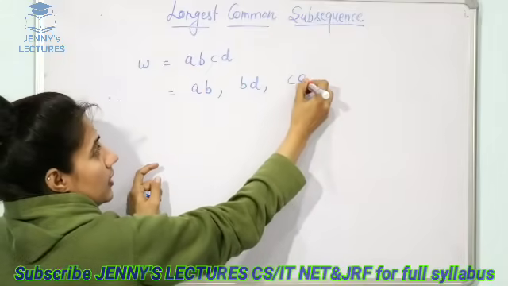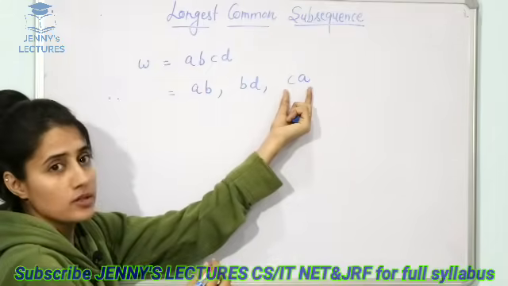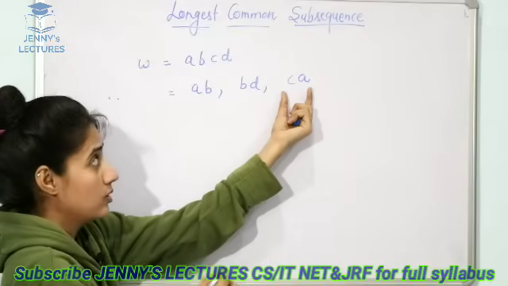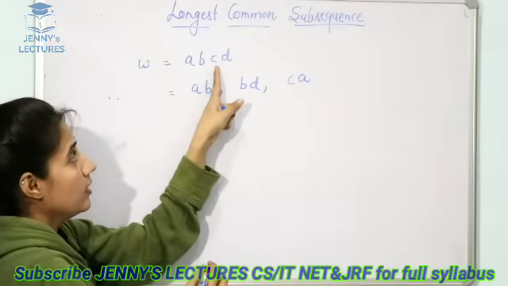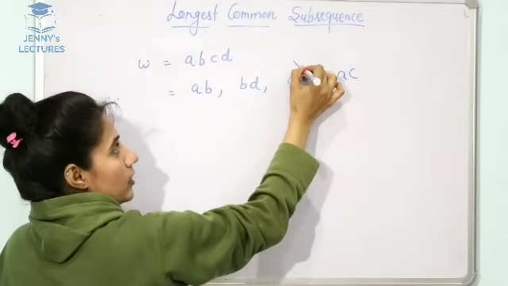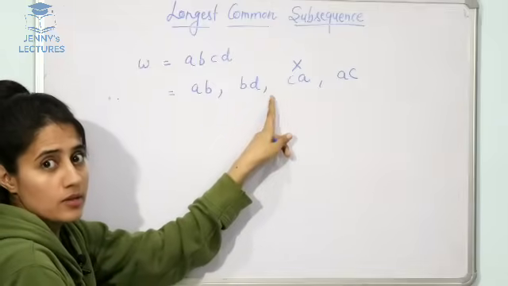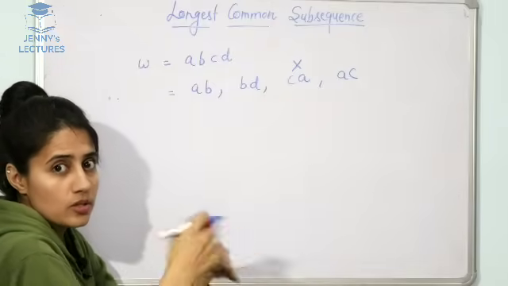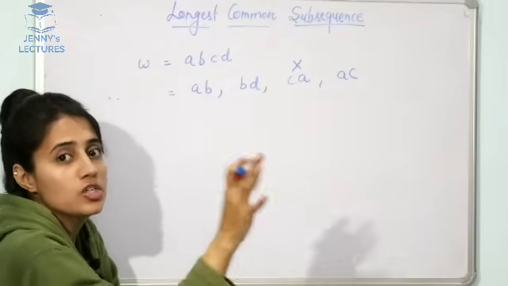Can we write CA? No, we cannot write it. This is not a proper subsequence. CA, see, C comes after A, so it should be AC. This one is not right, because the characters should be in increasing order with respect to their position.